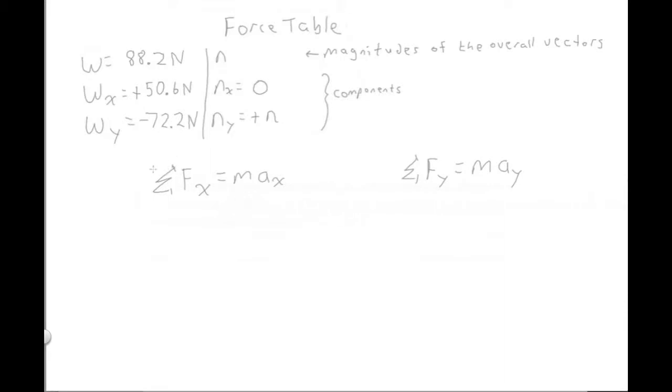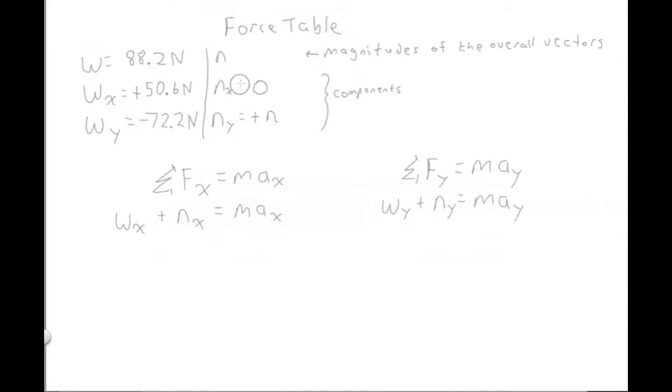All right, now remember, what does this sigma symbol mean? It means that we need to add all the x components of the forces, which in this case will be W sub x plus n sub x. And here the sigma tells us we need to add all the y components of the forces, which would give us W sub y plus n sub y.